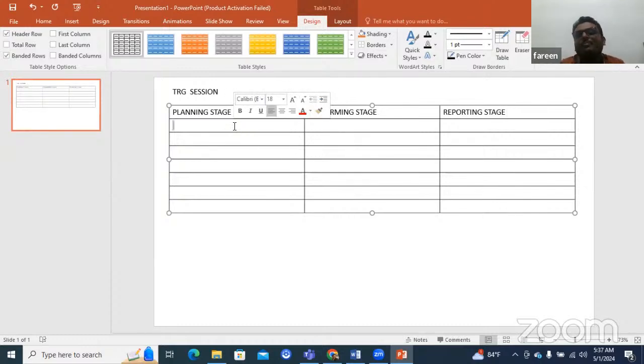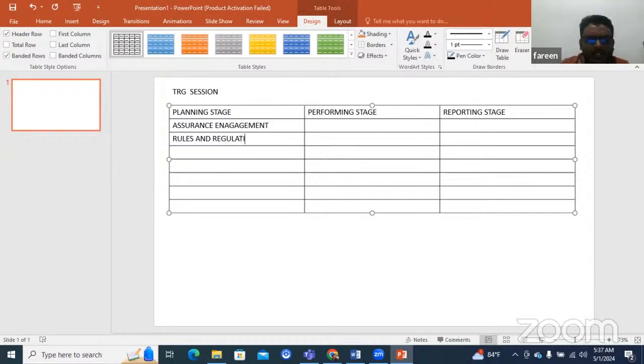If I take your complete planning stage, you might study a topic called assurance engagement. Not much important, very theoretical. Again, you might study rules and regulations, the Companies Act. That is also a theory area. You might study internal audit. I put internal audit under planning, but it's wrong. The correct thing is that planning, performing, and reporting stages come under external audit, plus internal audit. But for your reference, I put it here. It should not come under the planning stage.